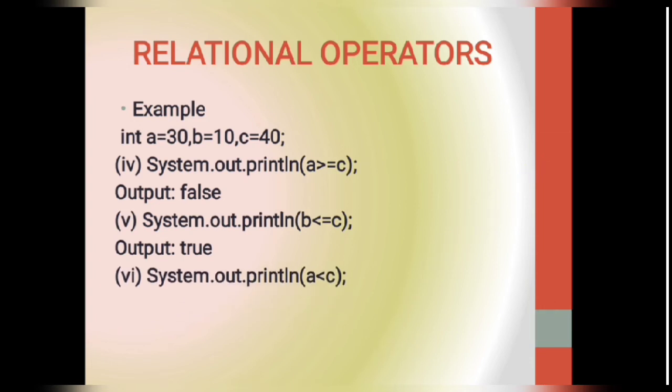Now the next question is a less than c. In this case you have to check whether the value of a is less than c or not. The value of a is 30 and the value of c is 40. It is obviously clear to all of you that the answer will be true. Alright, so these are the 6 relational operators that we perform over the operands, and we get a boolean output. Now it's time to look at the logical operators.